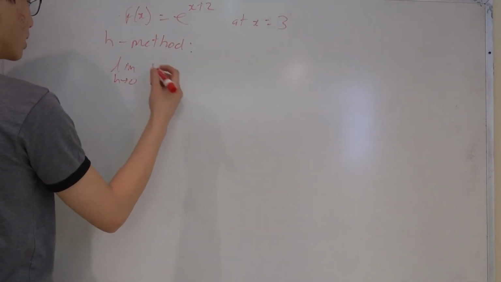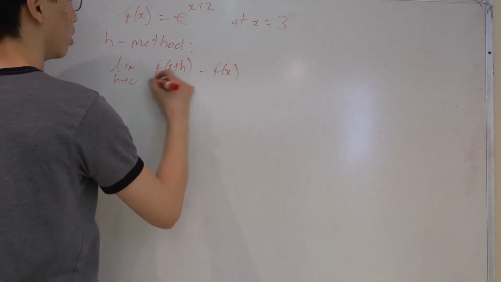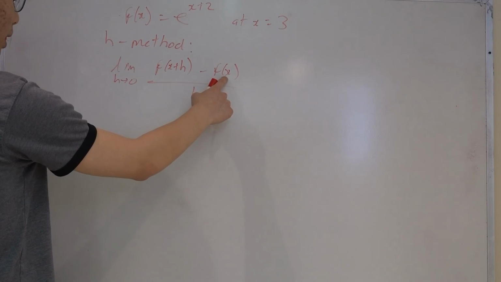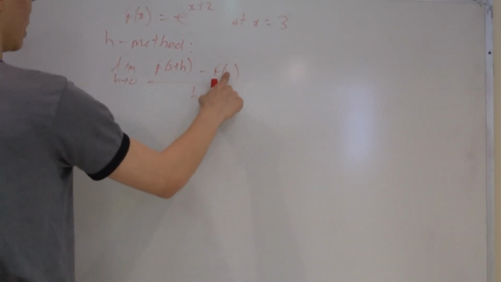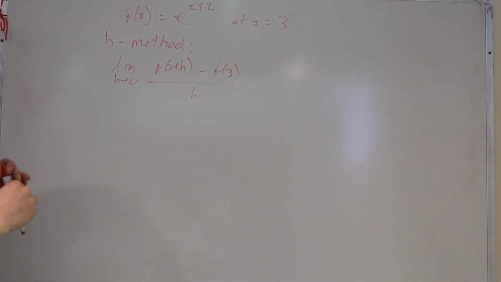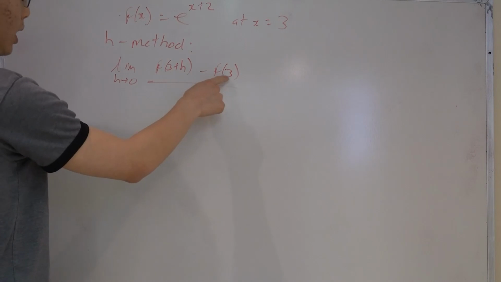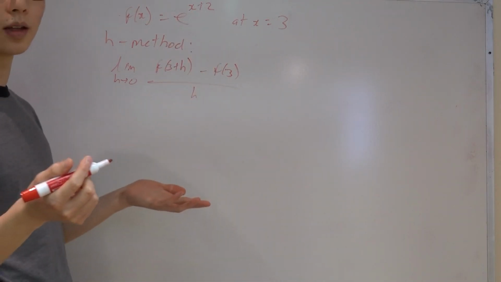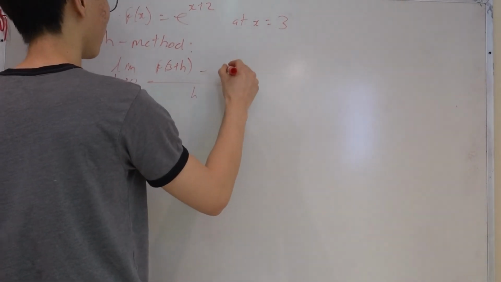Okay, so remember, what's the h method? It's the limit as h approaches 0 of f of x plus h minus f of x, all of that over h. What is f of x? Well, remember here, x is equal to 3, so we'll replace x with 3 everywhere. Now we're going to evaluate it using the function. What is e to the 3 plus 2? It's just e to the 5. Don't try and come up with a nice number for it. It's not nice. It's just e to the 5.